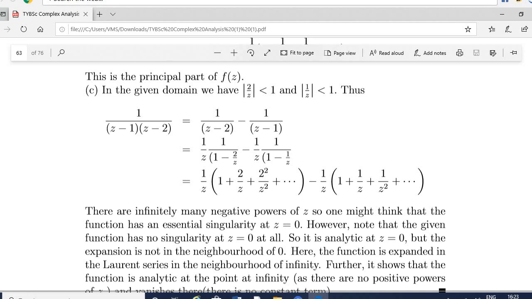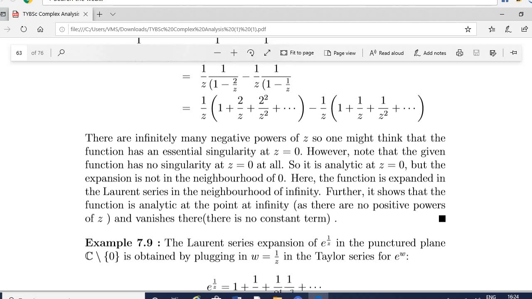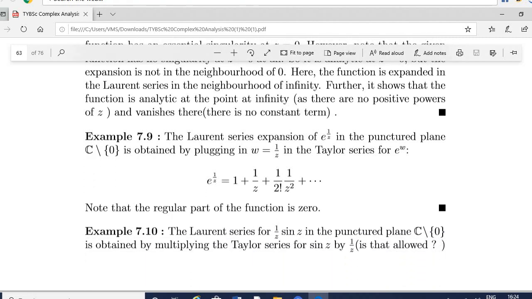So this is typically the idea of finding a Laurent series expansion: you look at the domain, look at the function. Most of the time functions are like this, you express it as partial fractions, and then your domain inequalities you write such that, like you can see on the screen, 2 by z less than 1, 1 by z less than 1. So less than 1 type inequalities you write, and then use those inequalities to expand the given function as partial fractions. Okay, so I will give one more example, which is also a typical idea where you replace in the given Taylor series and find the Laurent series. That is the idea.